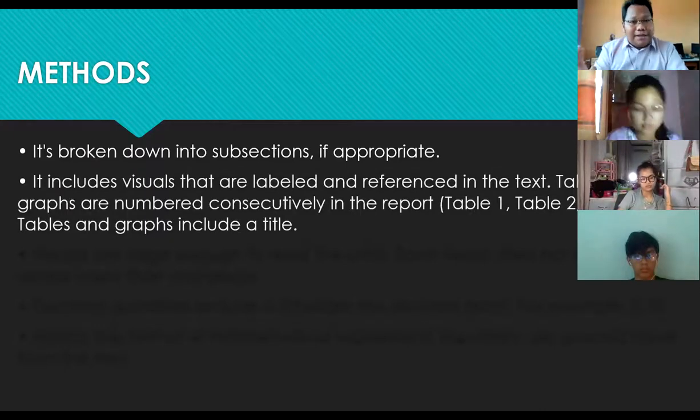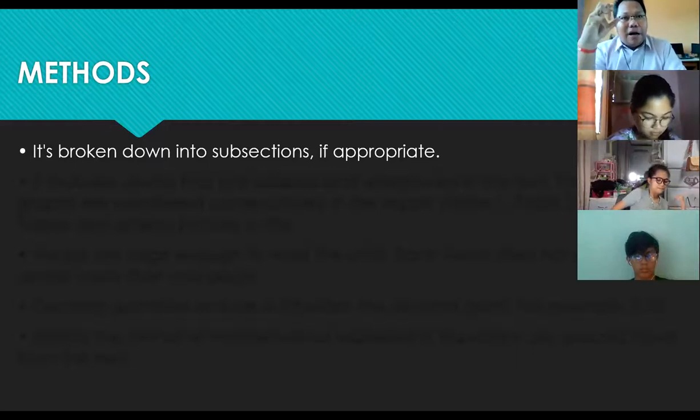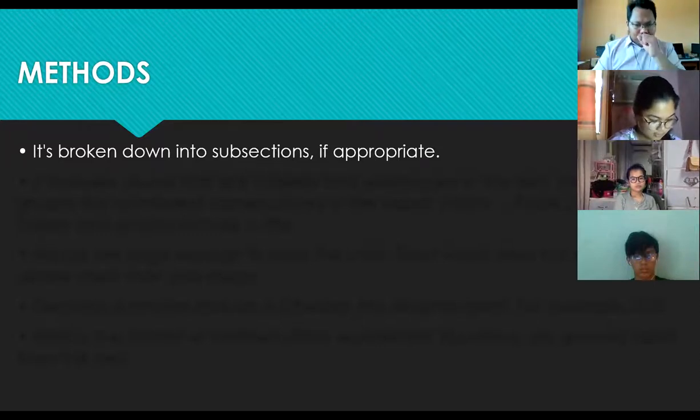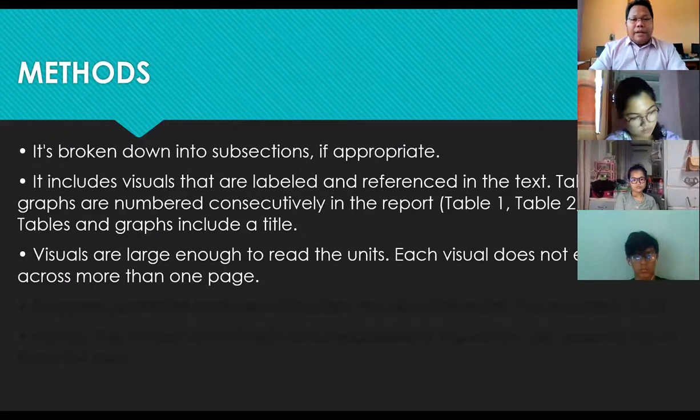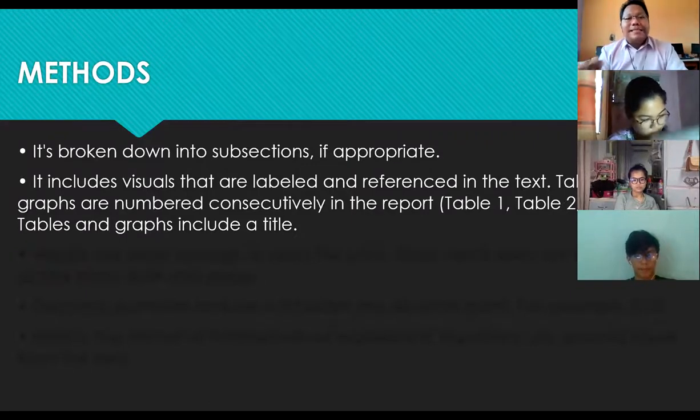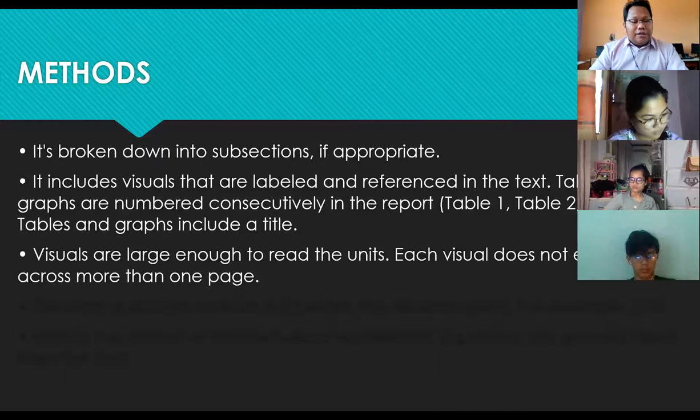But of course, when you do subsections, be sure to provide the label of what that subsection is all about. Do not just put a Roman numeral number 1 without naming it. The method section includes visuals that are labeled and referenced in the text. Tables and graphs are numbered consecutively in the report. And they should also include a title. Anyway, the providing of a title and a reference is similar to what you did in the format for research in your PR2. Visuals should be large enough to read the units. However, each visual does not extend across more than one page.